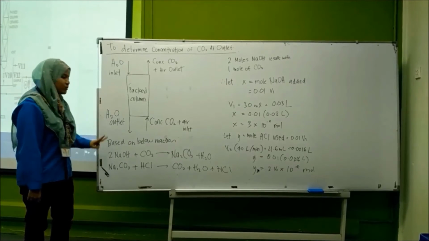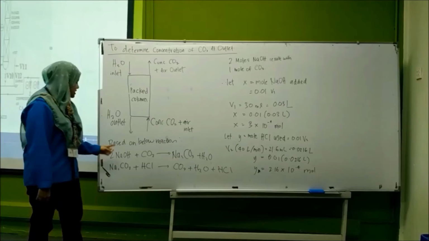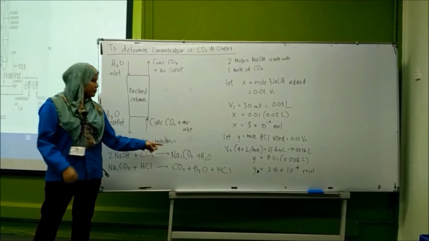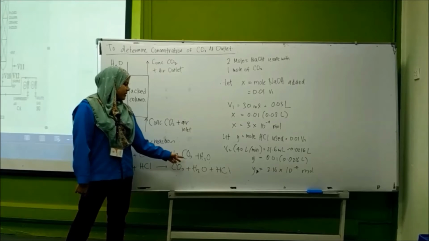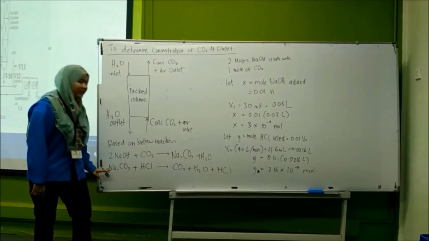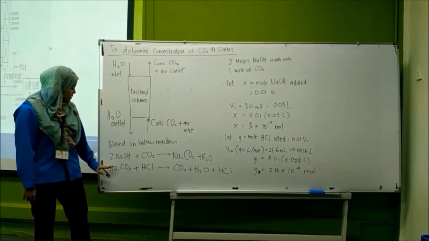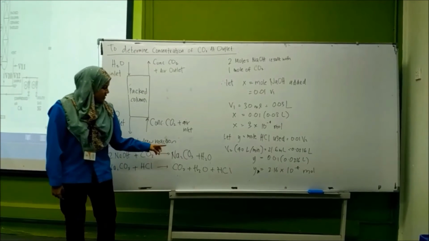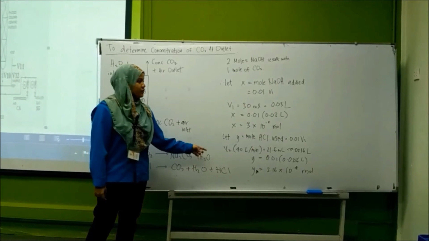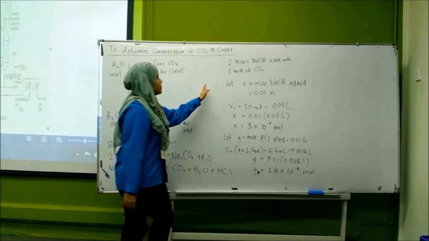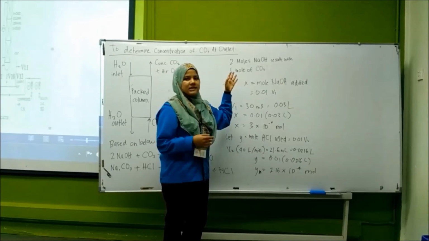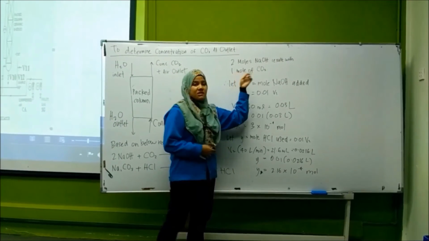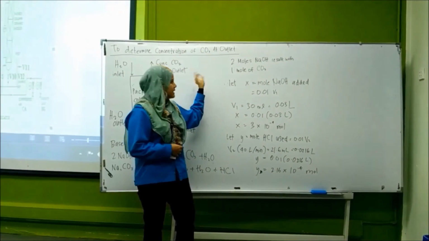In the packed column, there are two reactions that occur. The first one is where sodium hydroxide and carbon dioxide gas produce sodium carbonate and water. The second reaction is between sodium carbonate and hydrochloric acid, which produces carbon dioxide gas, water, and salt. Next, we'll move on with the reaction that occurs in the packed column. There are 2 moles of sodium hydroxide that will react with 1 mole of carbon dioxide gas.